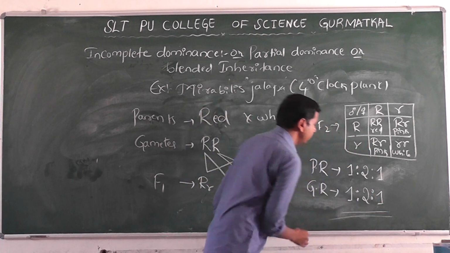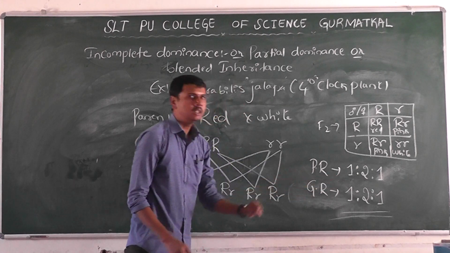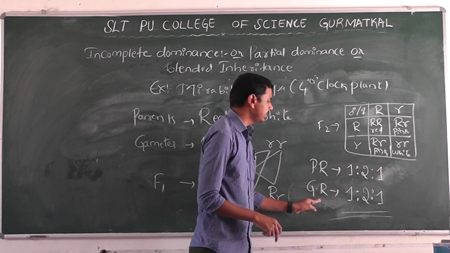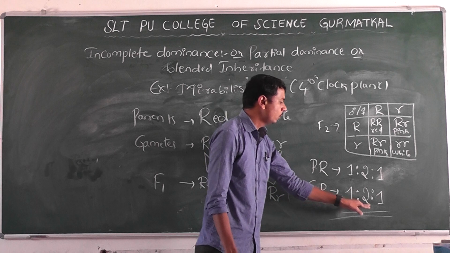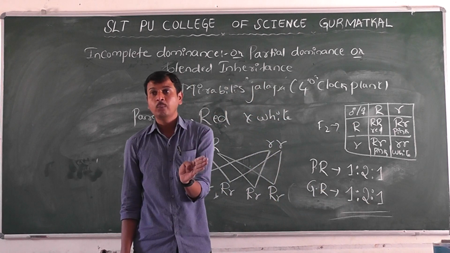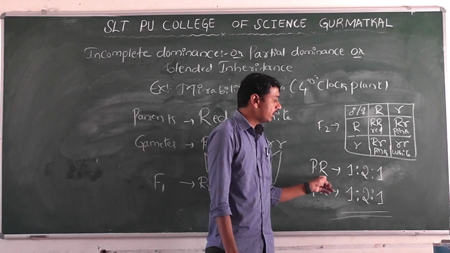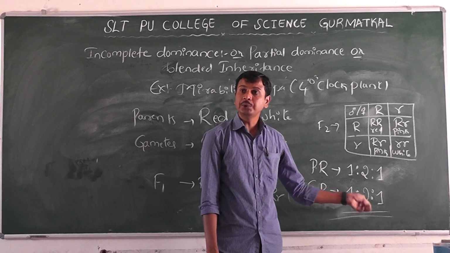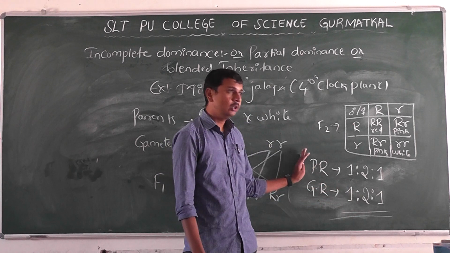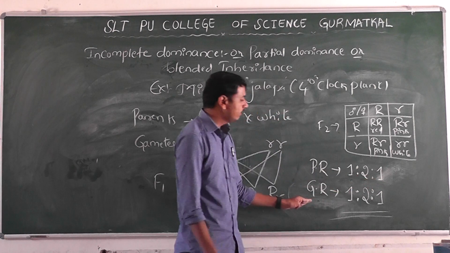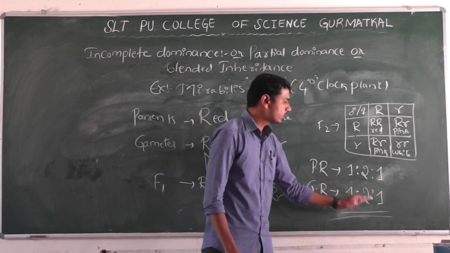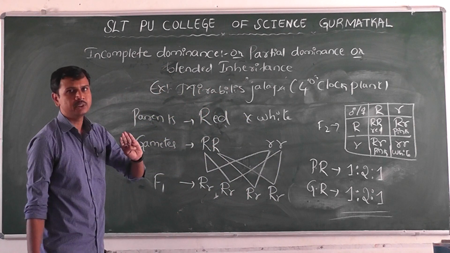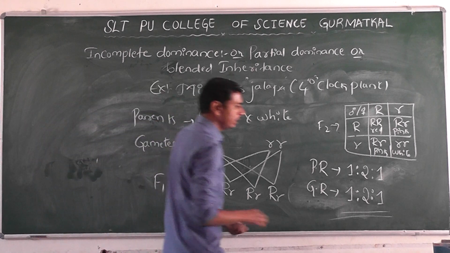So you just concentrate here: both the phenotypic ratio and the genotypic ratio are the same. The phenotypic ratio is 1:2:1 and the genotypic ratio is also 1:2:1. If we look at the monohybrid cross, the phenotypic ratio is 3:1 and the genotypic ratio is 1:2:1. But in this case, the phenotypic ratio is 1:2:1 and the genotypic ratio is also 1:2:1. So this is all about the incomplete dominance.